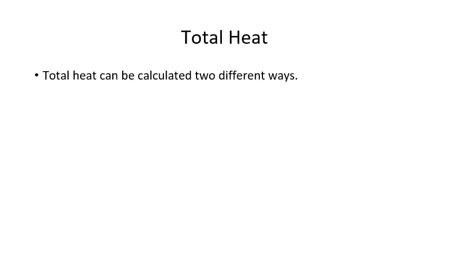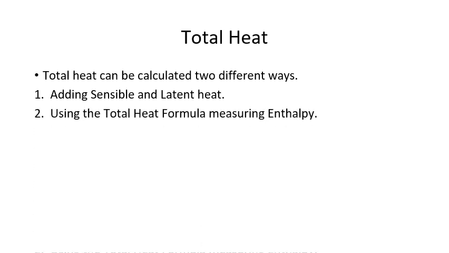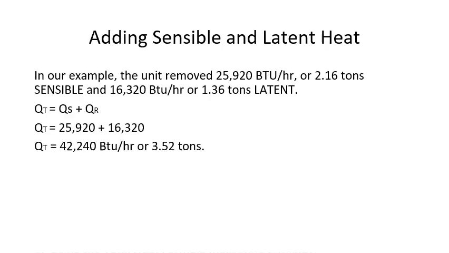So far we've discussed sensible heat and latent heat. And now we can put the two of those together to arrive at total heat. So total heat can be calculated two different ways. We can add our sensible and our latent heat, or we can use another formula called the total heat formula to measure enthalpy. So let's talk about adding sensible and latent heat together.